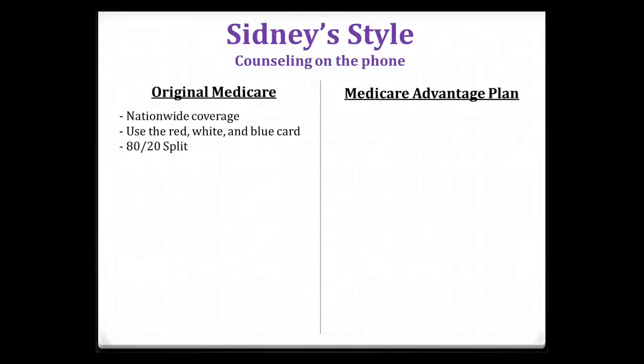It's also, original Medicare is an 80-20 split, meaning Medicare pays 80% and you're responsible for 20% of any kind of cost. Now, there are deductibles and things like that included in the 80-20 split that we can talk about later, but generally just to keep the beneficiary not overwhelmed, just stick with the 80-20 split.